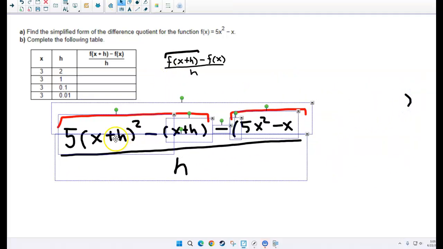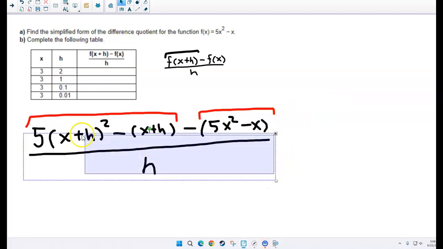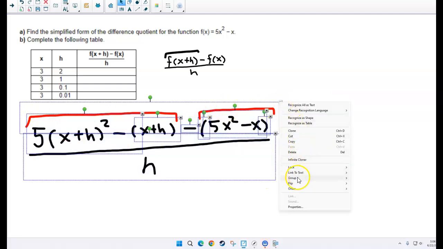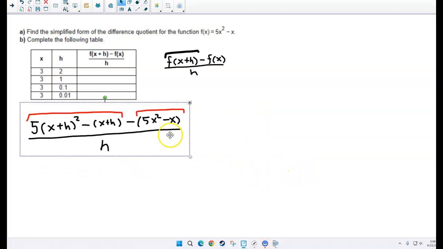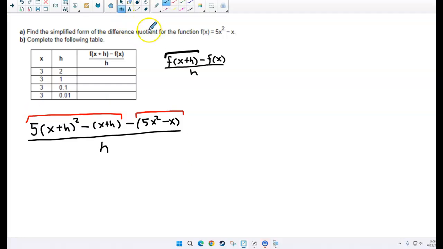So next up, we're going to expand. We're going to take care of any distribution we have to do, look to combine like terms, and then ideally we'll be able to find a common factor h that we can cancel out with that h down below. So we'll start by expanding this binomial x plus h. We've got to square it. So we've got x plus h times x plus h.